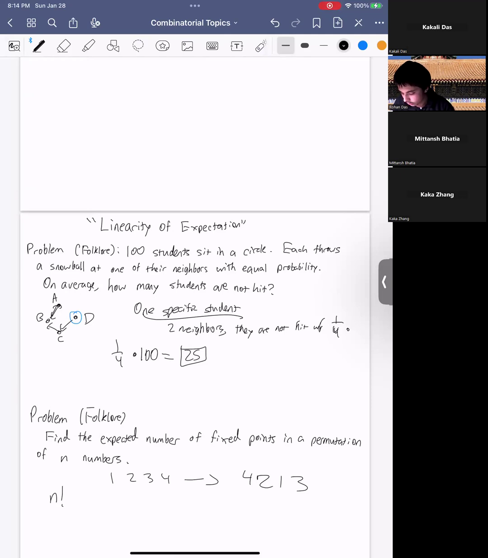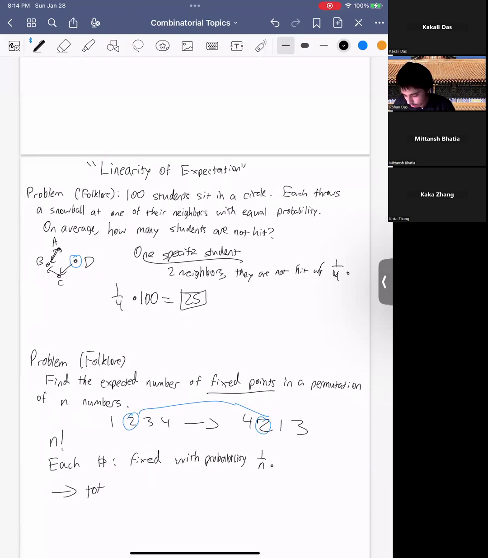We want to think about the number of fixed points, which is when a number appears in the same place both in 1, 2, 3, 4 and in this permutation. Here, the only example of this is 2, which appears in the second place both times. Again, we can think about this through linearity of expectation. Each number is fixed with probability 1/n, because it can go to any of the n spaces with uniform probability and only one of them is correct.